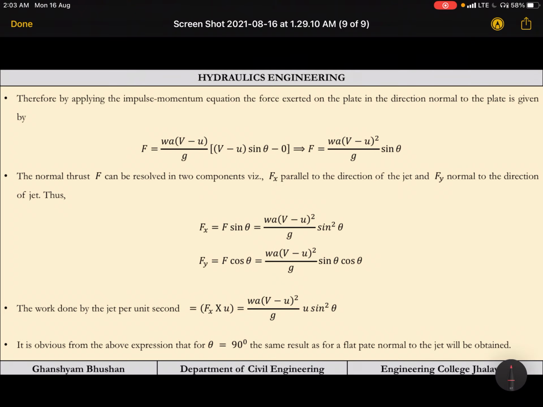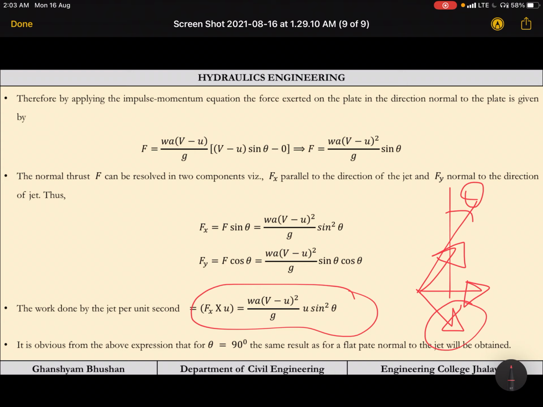Now the work done. This is the plate, and this is the angle theta. This is your u, this will be the perpendicular, and this is the parallel. Only the x component is going to give you the work done. For the y component, the parallel component, the displacement parallel to the plate will be 0. So only the perpendicular component is going to give the work done. So work done will be Fx into u. Put all the values and we can get the work done per second by the jet. So this is the second case.